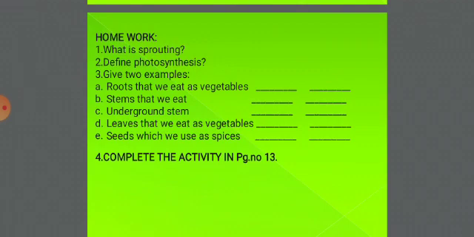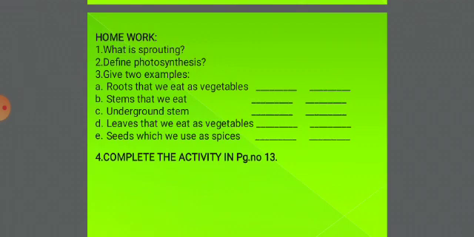Roots that we eat as vegetables. What are the roots that we can eat as a vegetable? Then what are the stems that we eat? What are the underground stems? Leaves that we eat as vegetables, seeds which we can use as spice. These are all the questions that you have to write, give two examples. Okay. Then last one, complete the activity on page number 13.